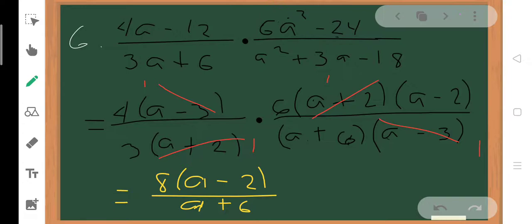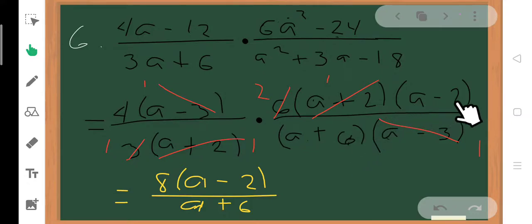we still have another common factor. We have this one, 6 and 3. The common factor is 3. So 6 divided by 3 is 2, and 3 divided by 3 is equal to 1. So what we can multiply now in the numerators are 4 and 2. So 4 times 2 is 8.